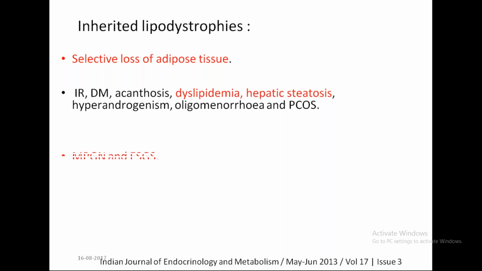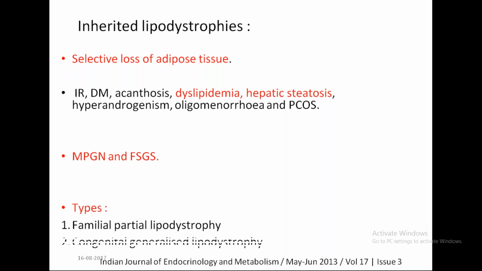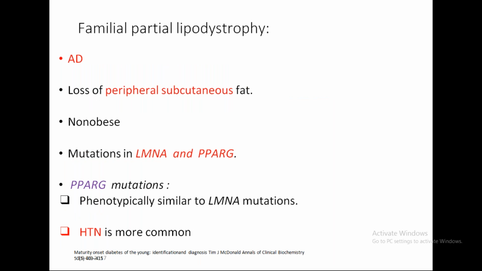The inherited lipodystrophies are familial partial lipodystrophy and congenital generalized lipodystrophy. Familial partial lipodystrophy is autosomal dominant, where peripheral subcutaneous fat is lost. They are not obese, and the mutations are in LMNA and PPARG. PPARG mutations can be phenotypically similar to LMNA mutations. Hypertension is more common in these patients.